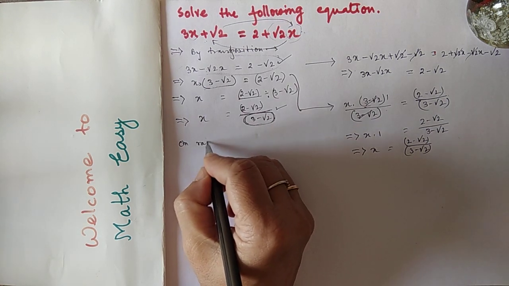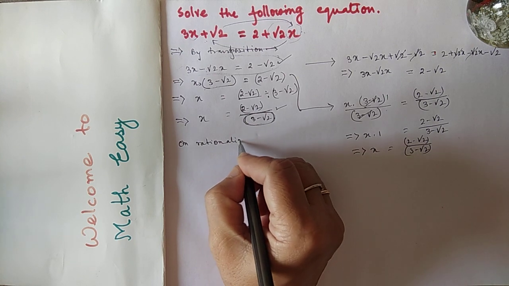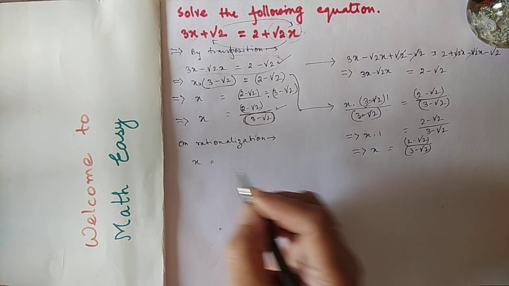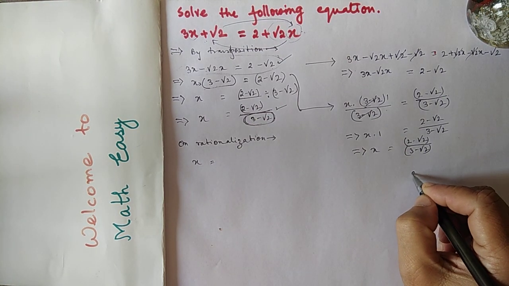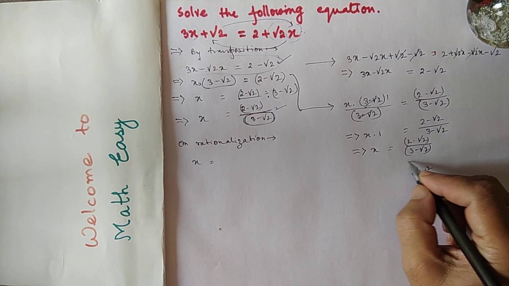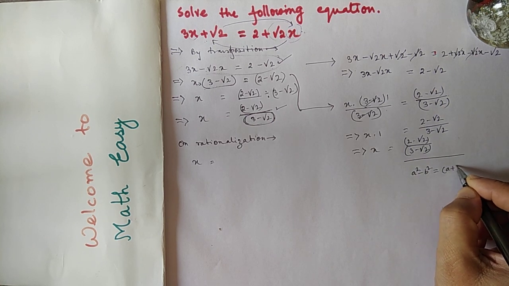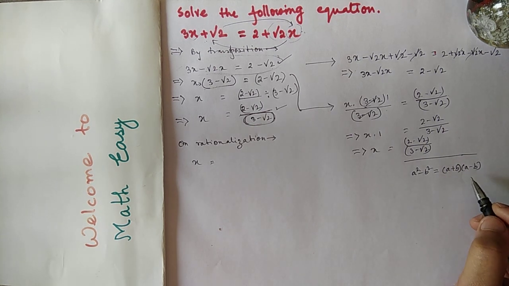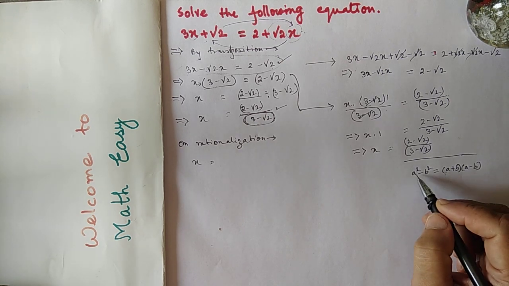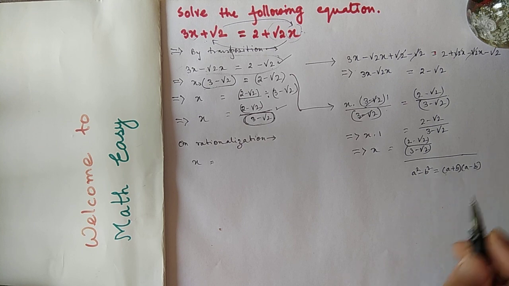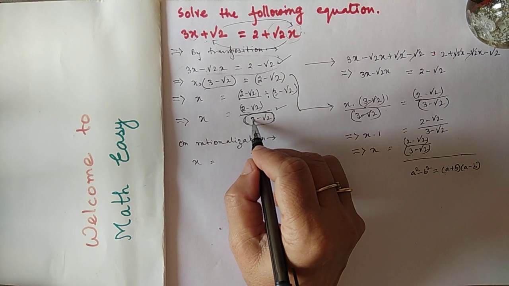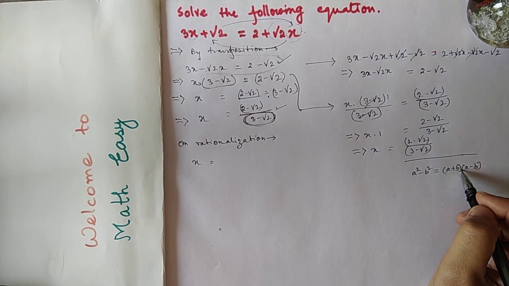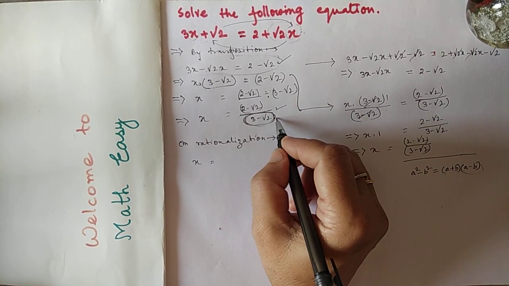So on rationalization, what do we get? Here you see the formula we use for rationalization, a square minus b square. You know, a square minus b square is equal to what? A plus b into a minus b. So if we get a minus b, we will multiply by a plus b, so that we will get a square minus b square, and the root will be removed. So here if we think 3 as a and root 2 as b, so a minus b we have got here in the denominator. So we will multiply by a plus b, both numerator and denominator.